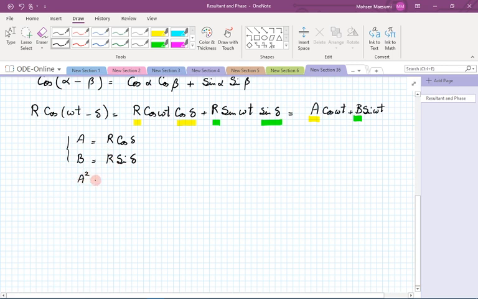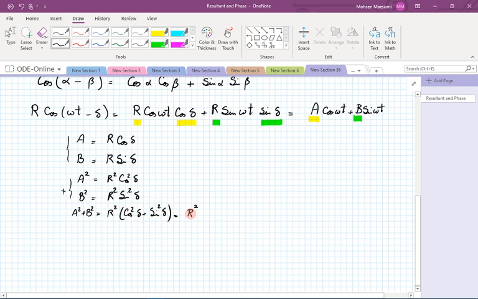So a squared is equal to r squared cosine squared of delta, and b squared is equal to r squared sine squared of delta. If I take these two and add them, then I get a squared plus b squared is equal to r squared times cosine squared plus sine squared, which is the famous Pythagorean formula. Sum of sine and cosine squared is what? You're right, it's just 1.